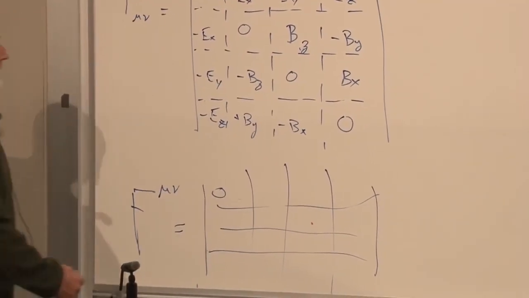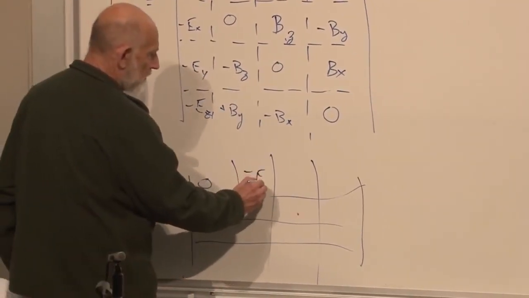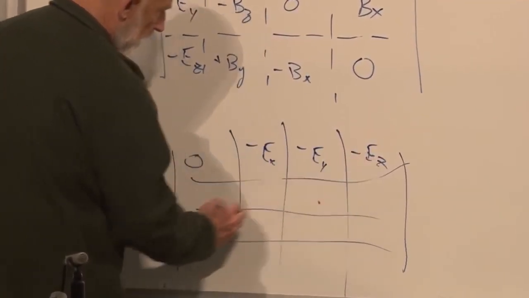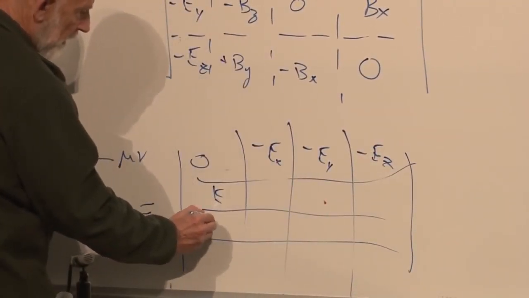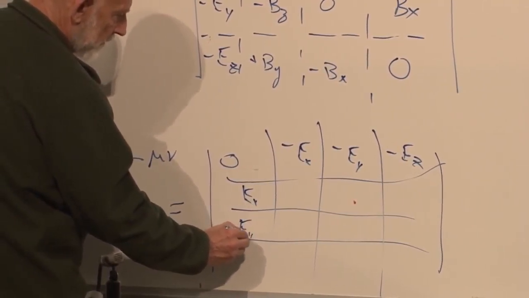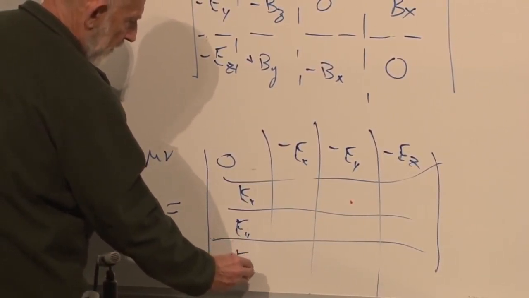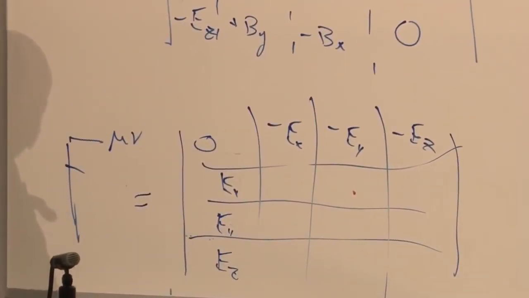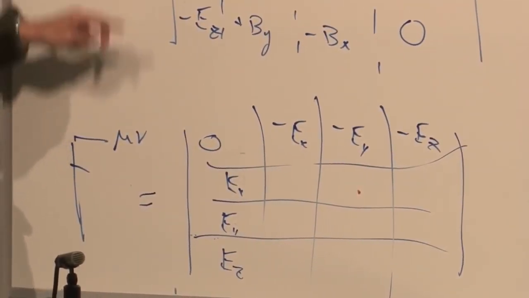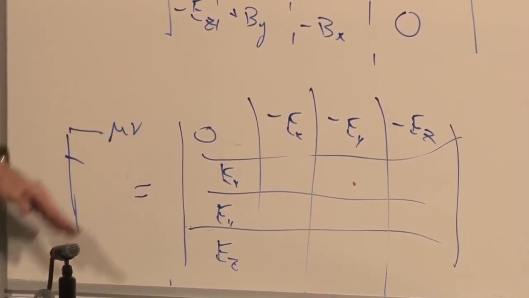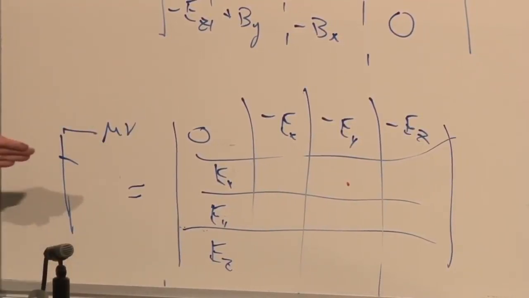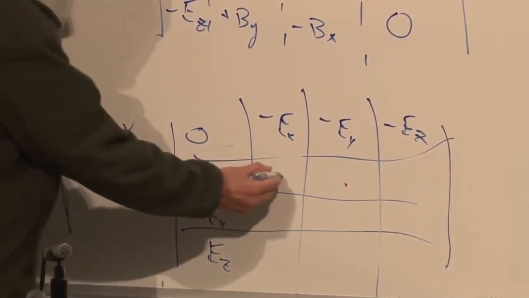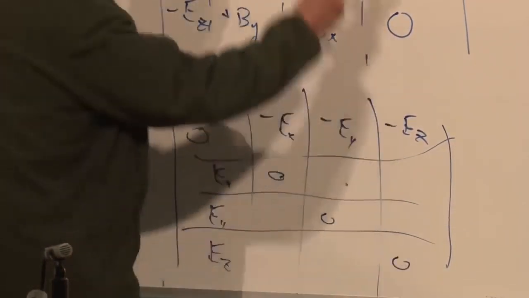The only difference is that this is minus Ex, minus Ey, minus Ez, Ex, Ey, and Ez. Why did that happen? That happened because the electric component has one time index and one space index. So when you raise the indices, you're raising one time component and one space component, and that gives you a minus sign. The magnetic terms are unchanged.